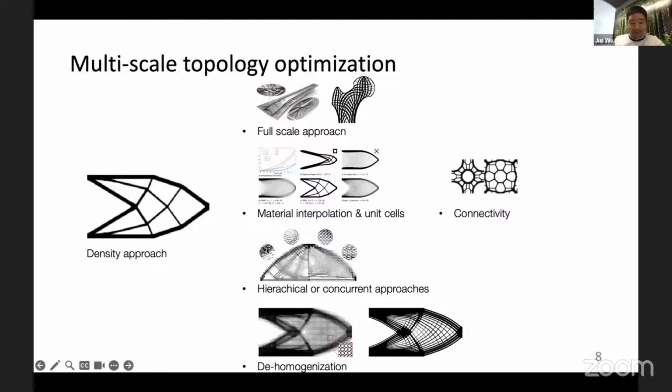This is a graphical summary of the techniques I'm going to present in this talk. For the foundation, I would start from the density-based approach because it is related to many of the approaches that are later researched. For instance, the full-scale approach and material interpolation, to some extent, are also related to the hierarchical or concurrent approaches. And to the end, I will present this de-homogenization approach.